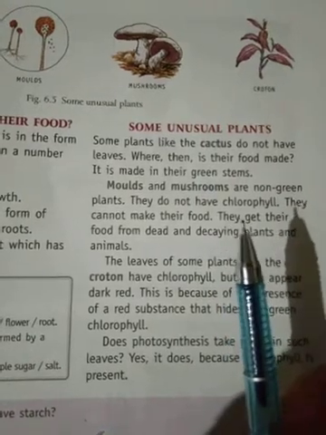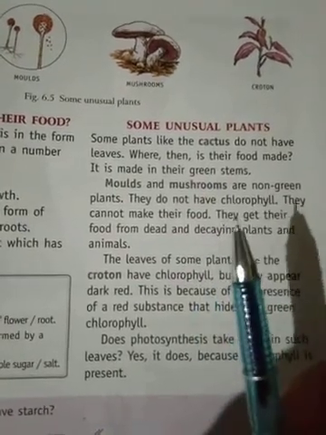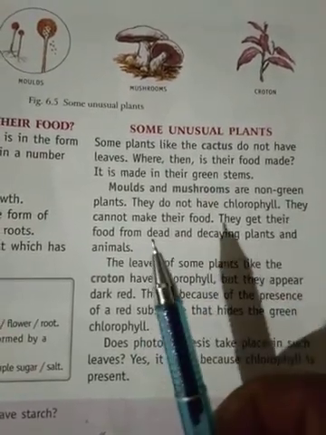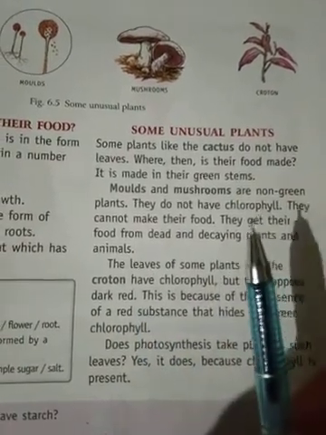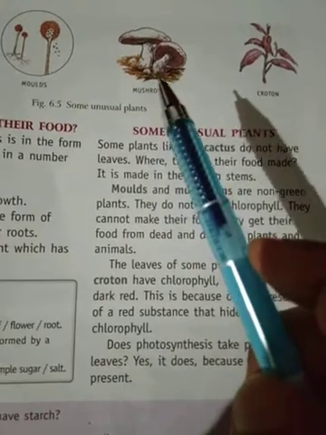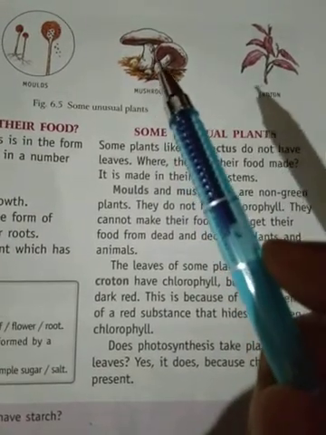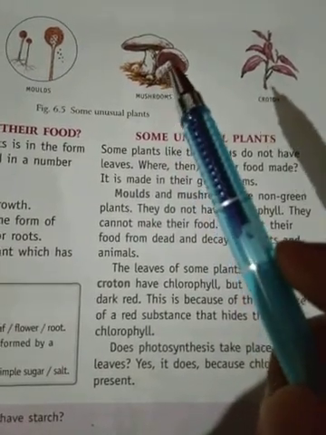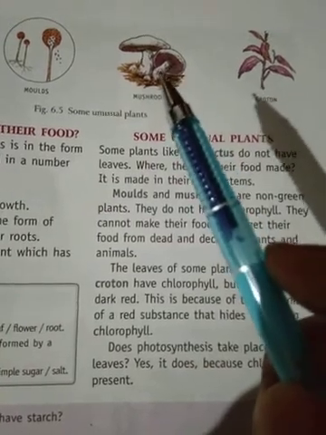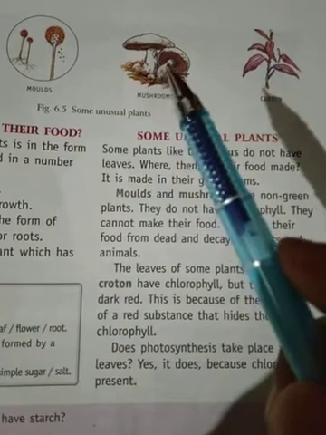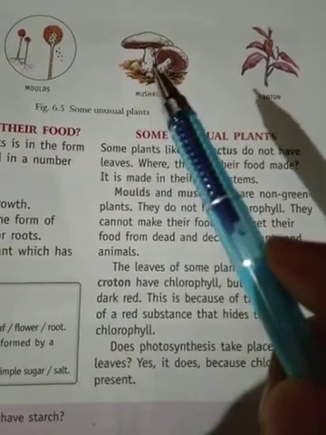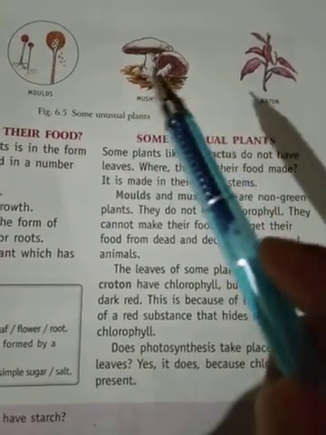So how will they get the food? They will get their food from what? Dead and decaying plants and animals. They will grow on dead or decaying plant and animal bodies, from which they will absorb food for their survival.